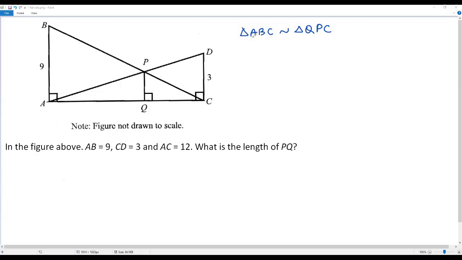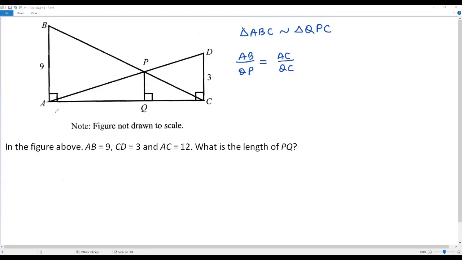Now let me take the side AB from the first triangle. The corresponding side in the second triangle is QP. Sorry, the letters are in the same position, QP. And let me take the side AC in the first triangle, and the corresponding side in the second triangle is QC. Let me write the stuff over here.